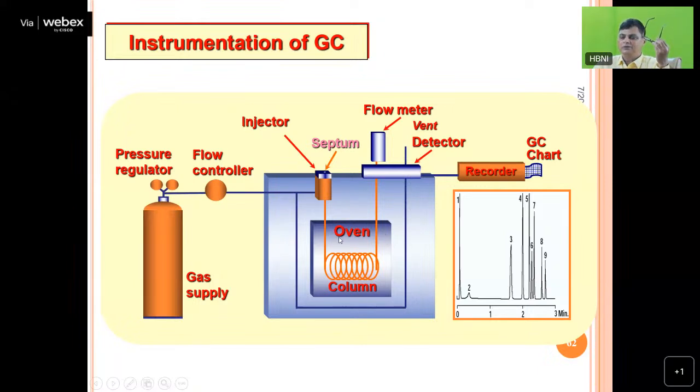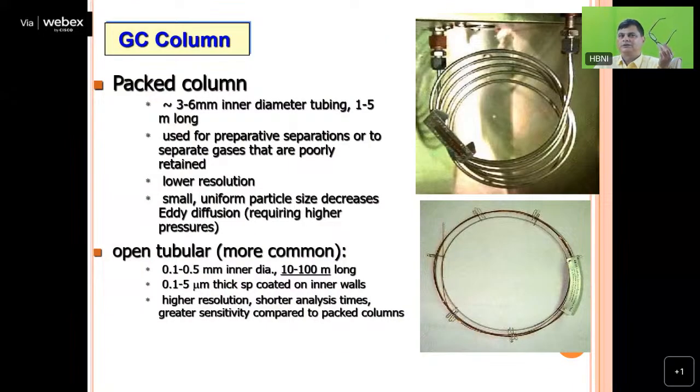Then there are different kinds of columns for gas chromatography. So what are those columns? There are packed columns and open tubular columns. In the case of packed columns, they have a 3 to 6 mm diameter and tubing about 1 to 5 meters long, coiled, and used for preparative separations or to separate gases that are poorly retained. Resolution is lower because of using this packed column, and small uniform particle size decreases diffusion, requiring higher pressures.